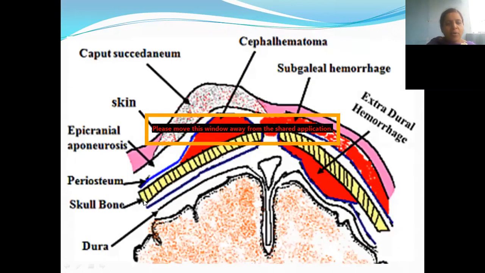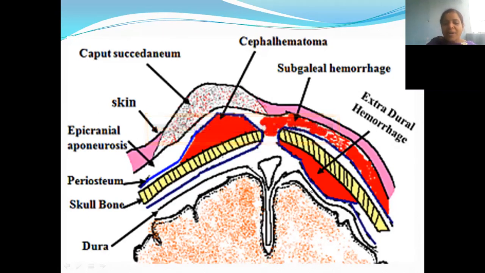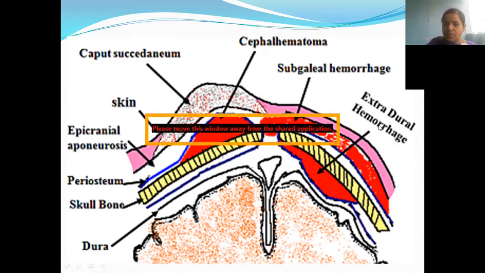Okay, cephalohematoma is the collection of blood. Just below the periosteum, if you see the collection of blood, you call it cephalohematoma. Whereas extradural hemorrhage: this is our skull bone, yellow in color. Above the dura mater, if you see the collection of blood, you call it extradural hemorrhage.